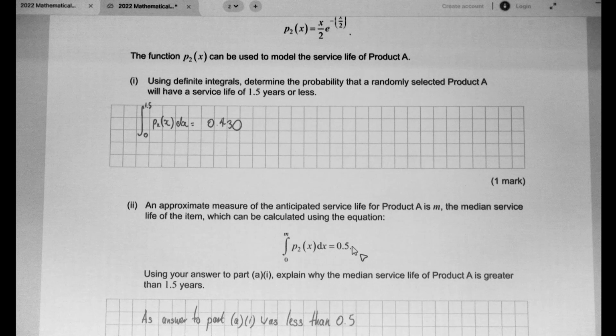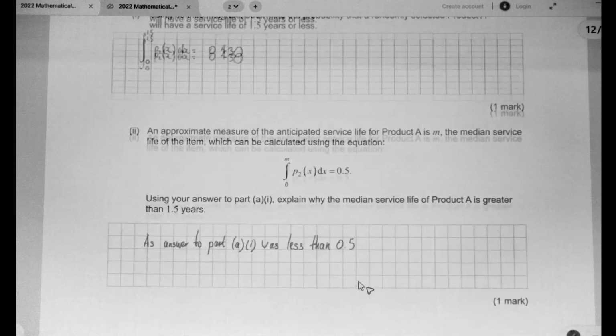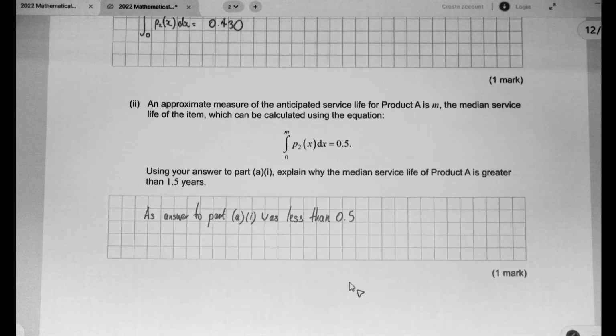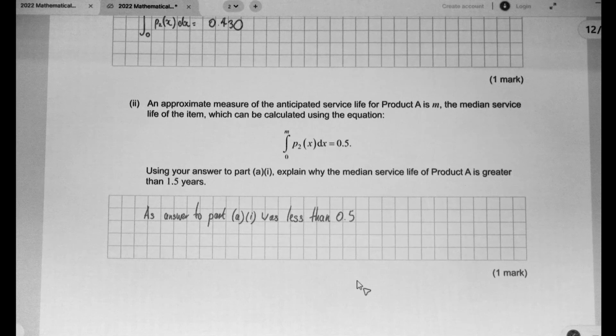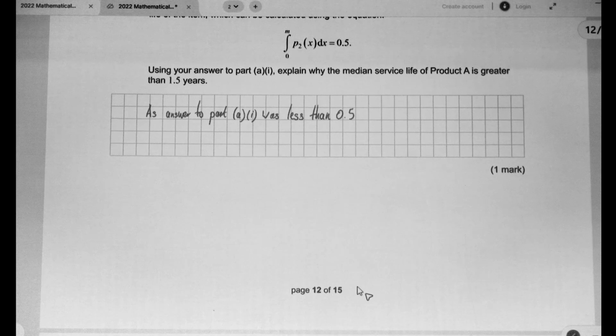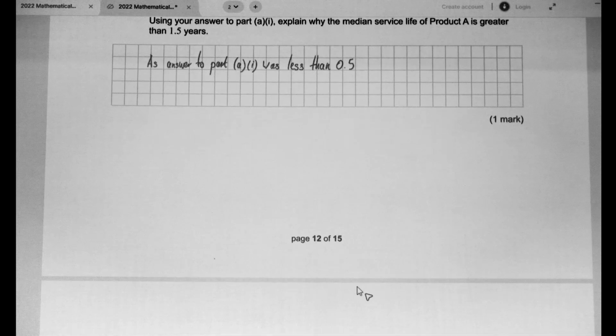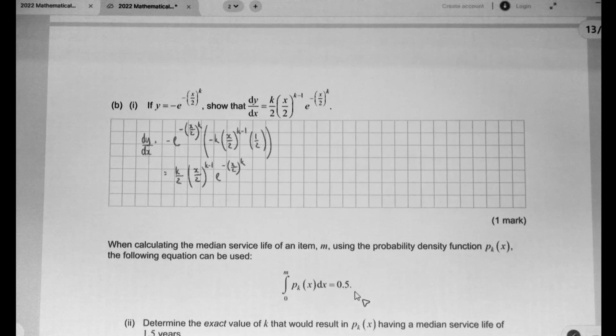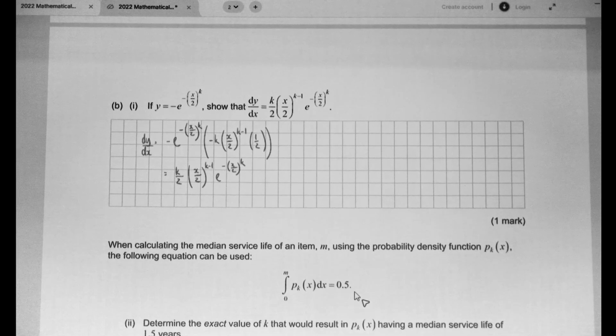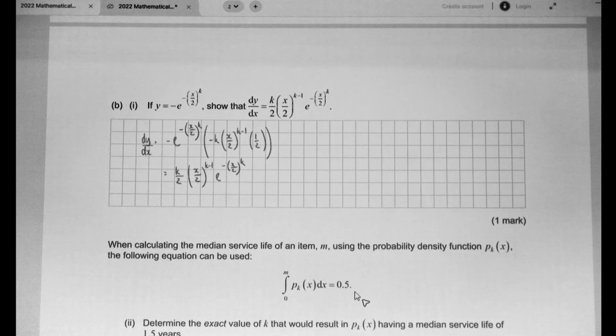In part 2, they had to reference the fact that the 0.430 they'd got from above, its relationship to 0.5, was less than 0.5, and therefore that 1.5 was less than what the mean had to be. So words to that effect, or some very nicely written mathematics. They couldn't just use their graphic calculator and say the mean is here, and compare that. They had to use their answer from A part 1, because that's what the question said, not just my opinion.